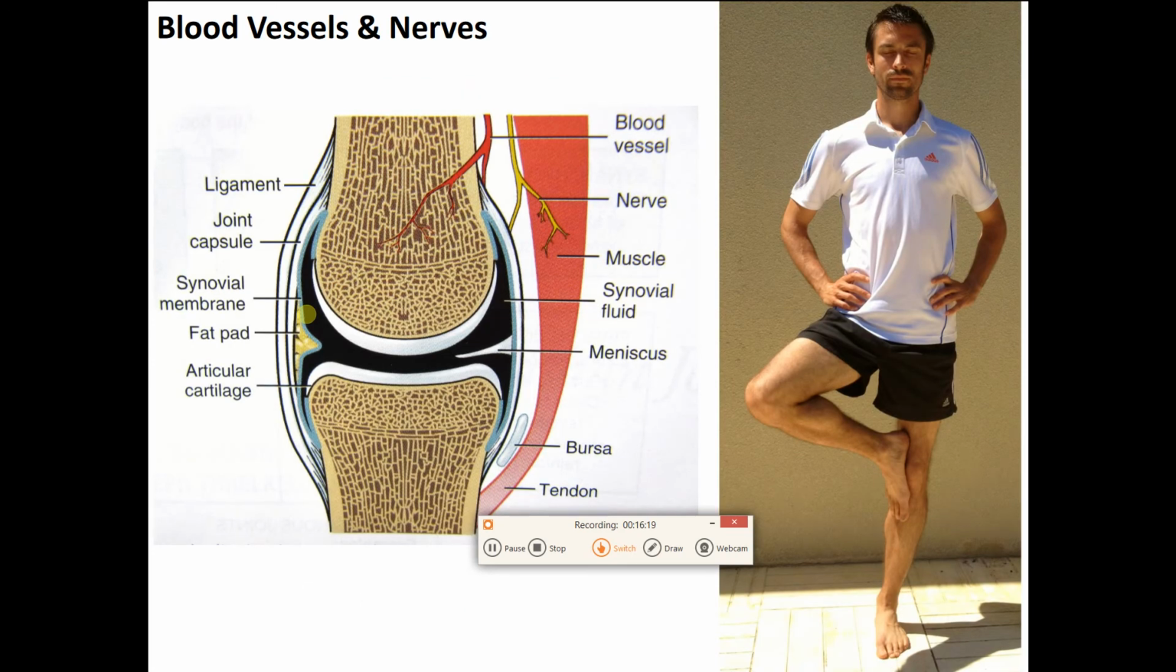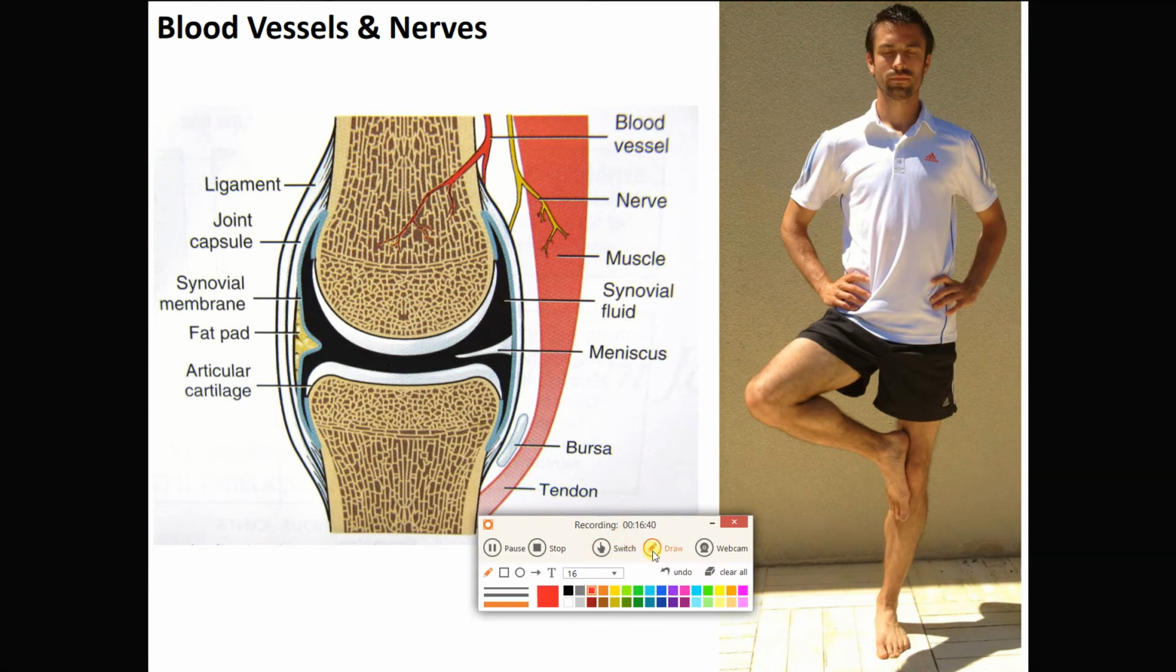All right, we have a lot of blood vessels in our joints to feed those joint structures. I mean, we talked about it. If you are making synovial fluid, you need a good blood supply to do that. Good joint health requires good blood supply. There are also a lot of nerves to our joints, a lot of innervation.